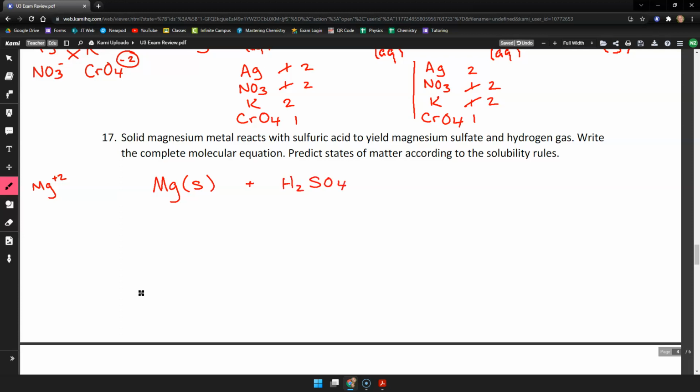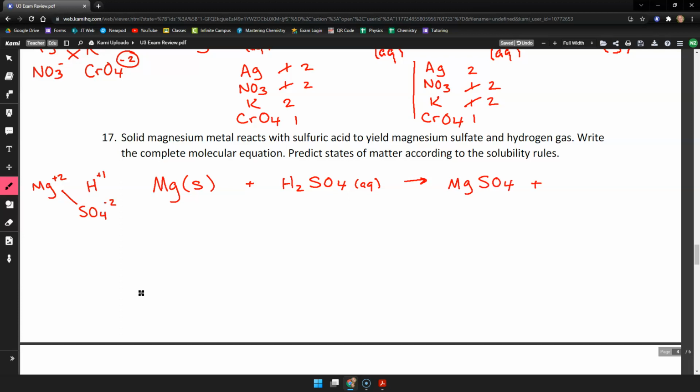How did I know that? Well, you've got hydrogen, which is a +1, and then you have sulfate, which is a -2. I need 2 hydrogens to make that work. Acids are always aqueous. Okay, so this is a single replacement reaction. So magnesium will go with sulfate, so MgSO4. And then it says hydrogen gas.